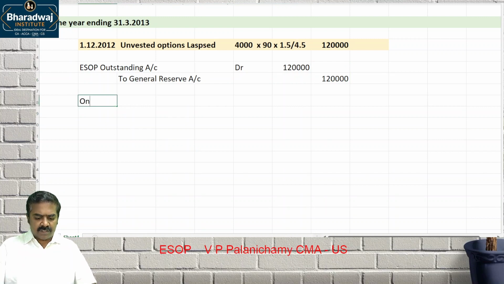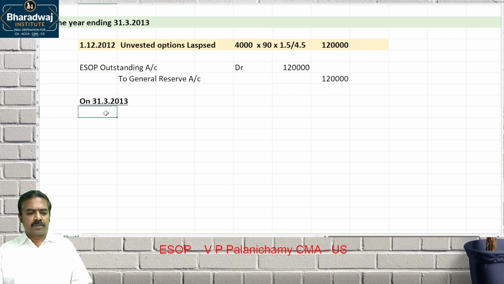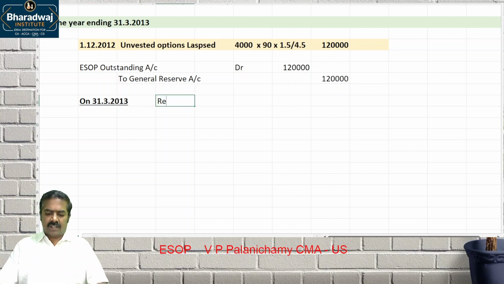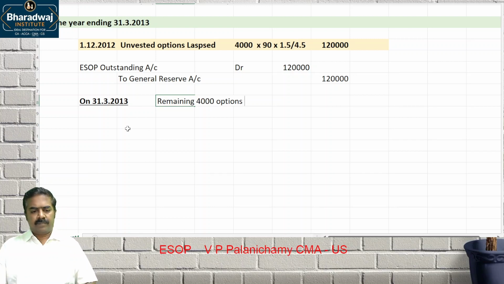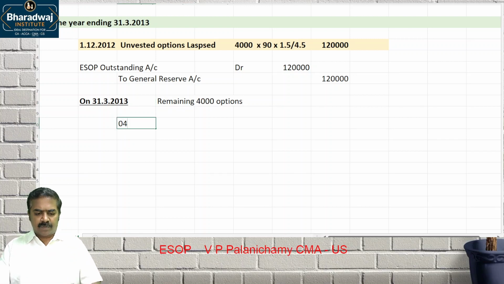On 31st March 2013, how many options are there? The remaining 4,000 options. For that, let us create a provision: 4,000 options into 90 into 1 divided by 4.5. This is for the current year.